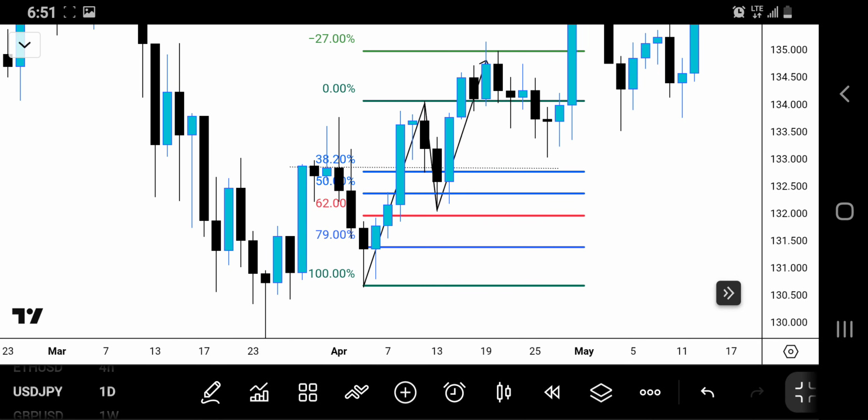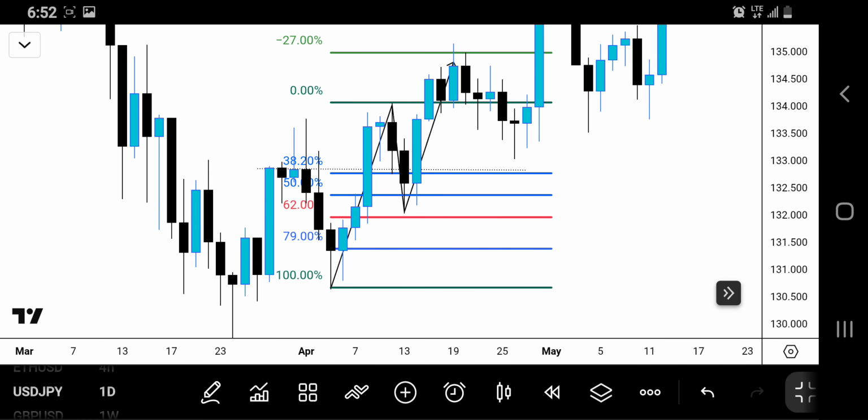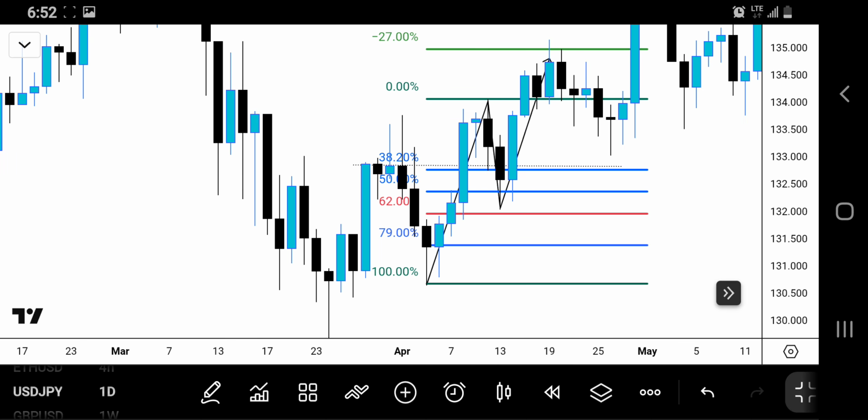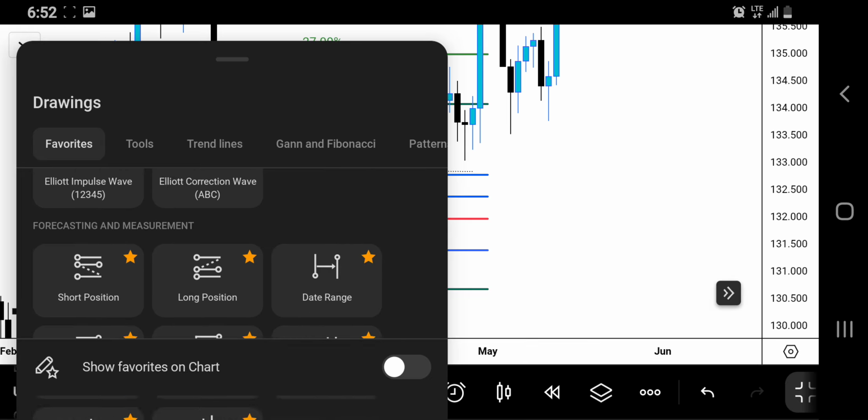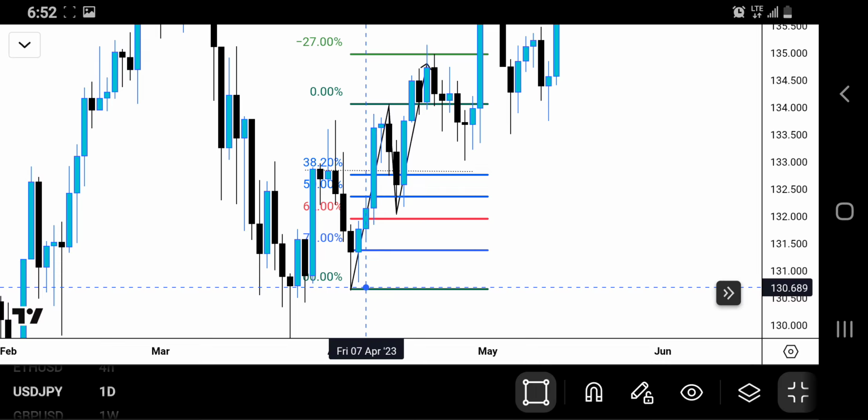Now wait, let me. Okay, so here's the thing. Now let me show you something. Notice something on my Fibonacci. This is point A. This is point A, this is point B. Wait, let me bring the box and do this thing.